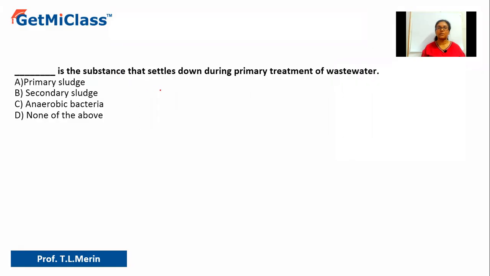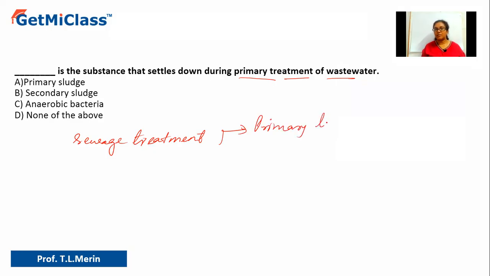So what type of component does settle down during primary treatment of wastewater? Now, what are they talking about? They're talking about sewage treatment. Yes. So when we read this term, primary treatment of wastewater, they're talking about sewage treatment, or you can also say wastewater treatment. So there are two main processes here. The first one is called primary treatment, or you can say primary process. The second one, we call it secondary process, or secondary treatment, anything you can say.